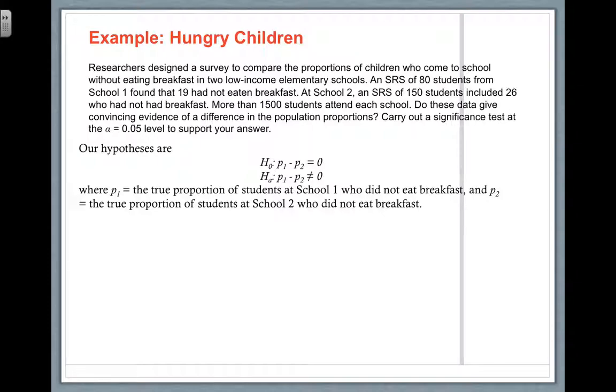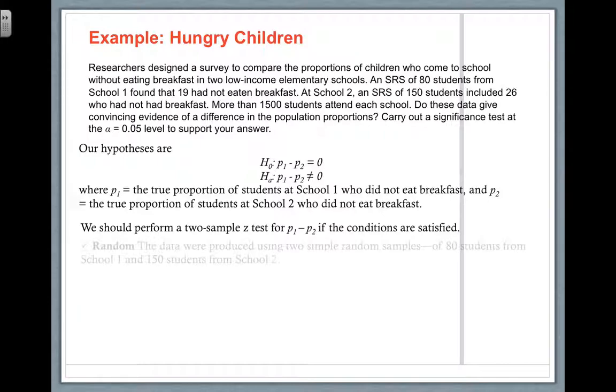For my two hypotheses, my null hypothesis is that there will be no difference between the two. And my alternative hypothesis is that there is a difference between the two. I'm not going to specify greater than or less than. I'm just going to say that it's not equal to 0. I don't have any evidence of going one way or the other. I just believe that there may be a difference. So we're going to perform a two-sample z-test, or a significance test for the difference of the proportions.